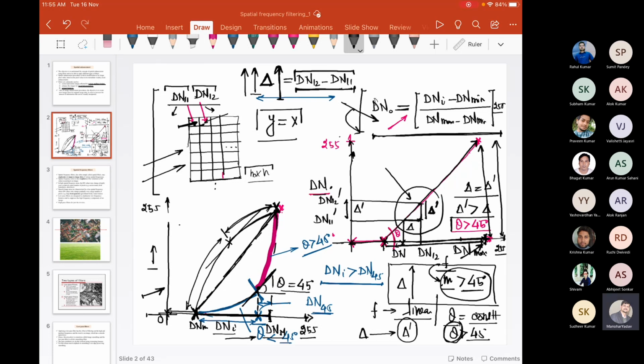Because what happened? If we consider this case, here theta dash is more than theta, while in this case, theta dash is less than theta. Is it clear to all?